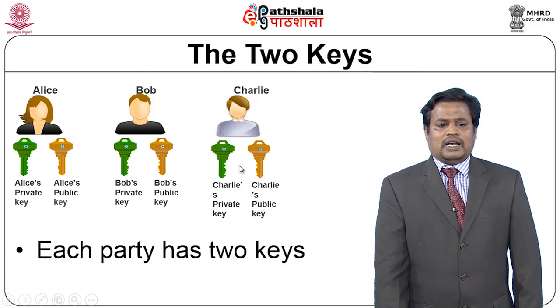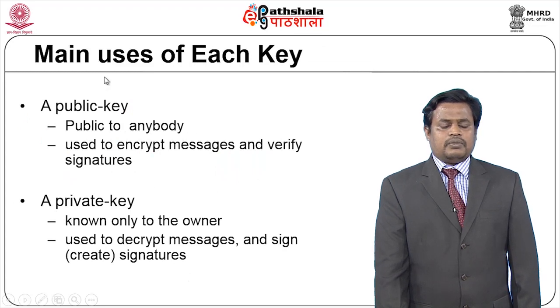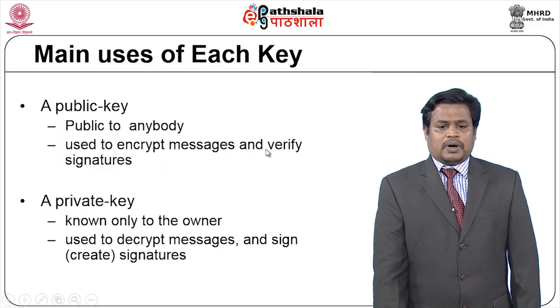So, these green color keys should be kept secret. You should not share them with anybody. So, each party has 2 keys. What is the main use of each key? The public key is public to anybody, used for encryption and to verify the signature. That is the point you need to concentrate on here: encrypt the messages and verify the signature. So, in public key we said that it is used for the encryption process, but in addition to that, this key also plays a role in the case of digital signature. What role is it playing here? It verifies the signature.